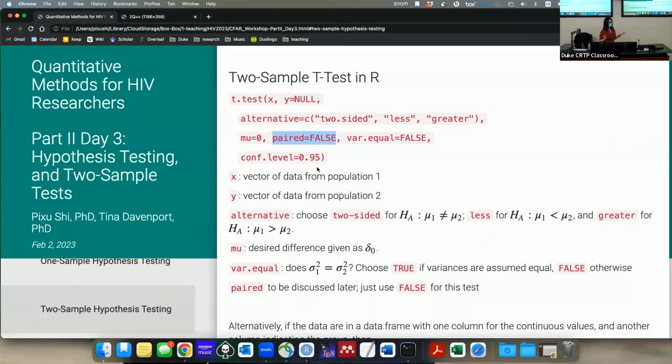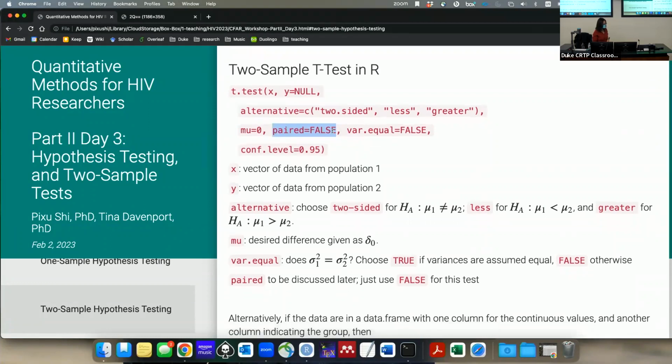But if you are able to, having those paired samples will give you more power, because when you compare samples from the same patient, you eliminate the other confounding factors, right? So the variation caused by the other confounding factors will not affect your comparison when you compare samples from the same patient. So the paired test is very powerful, and you can use this option here.